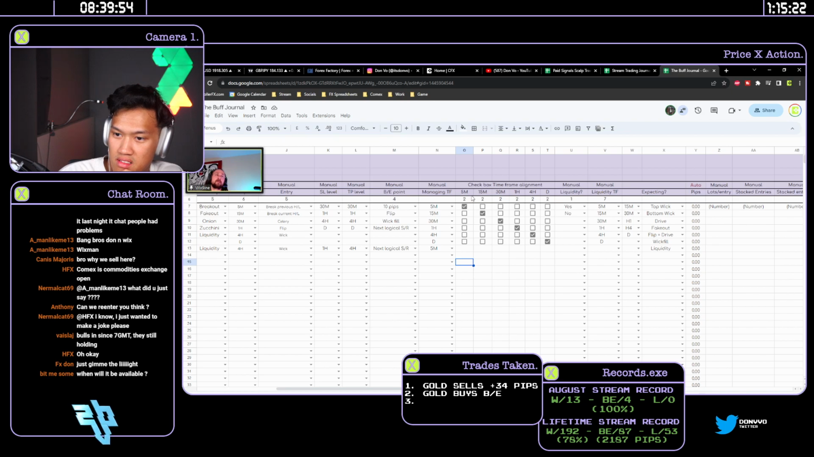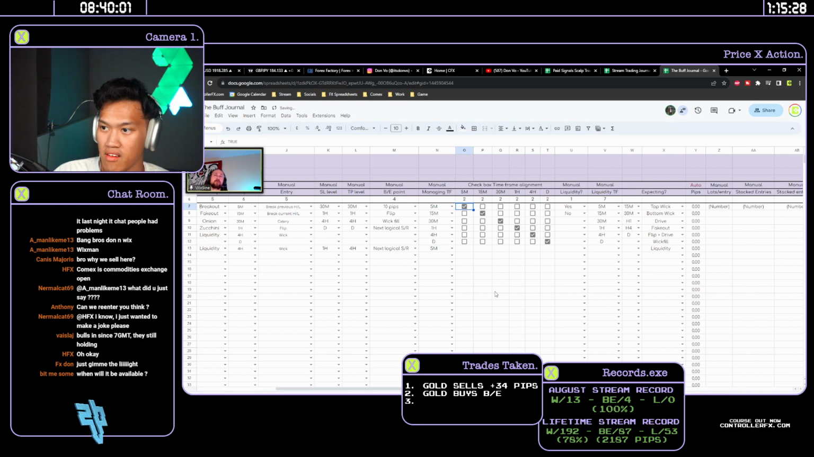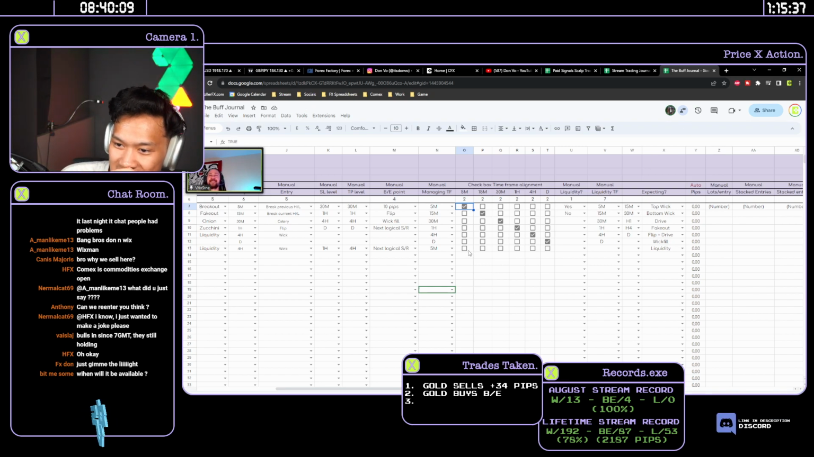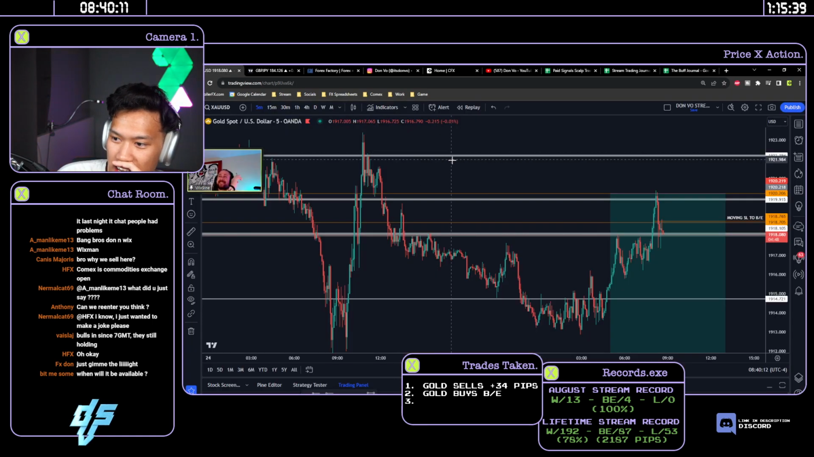How do I use a checkbox? There's no checkbox here. How do I use the checkbox? Oh, he's doing it right now. Nice. He just added checkboxes for me, just like that. So that was checkbox alignment.